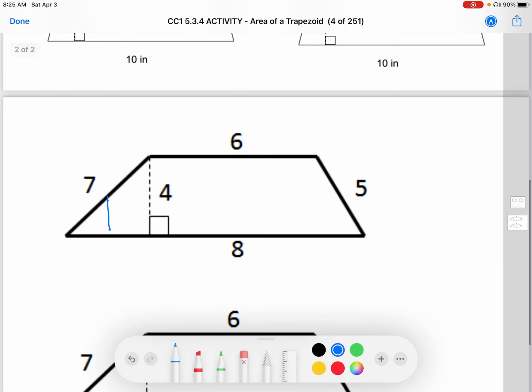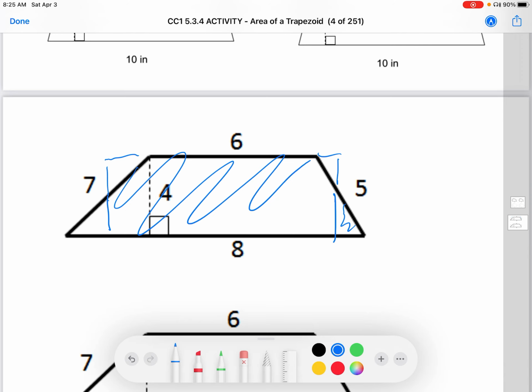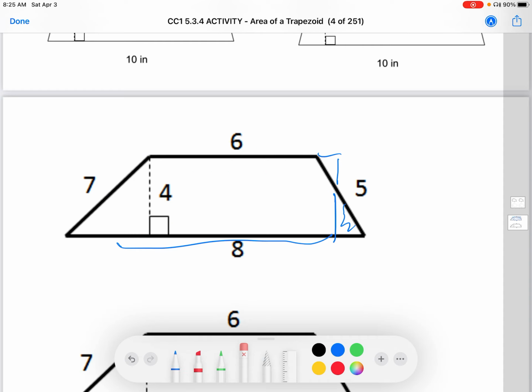We could cut this and put this up here, but we would have to do the same, cut this one, put this one up here, and it does make one big rectangle. But how big is this, right? And how big is this? We know that that's not 8. We know that it's bigger than 6. So there's all these things that kind of come into figuring this out.